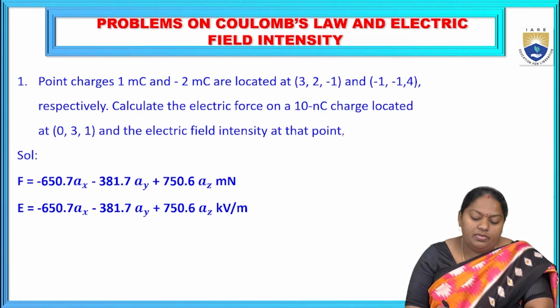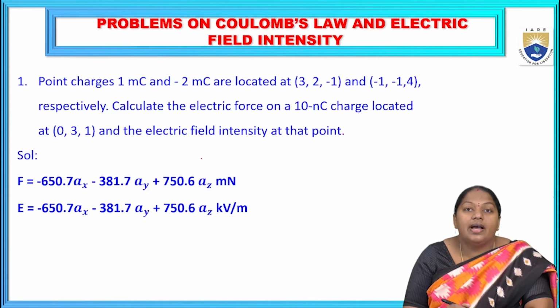Now here, the given problem is: point charges of 1 millicoulomb and minus 2 millicoulombs are located at (3, 2, minus 1) and (minus 1, minus 1, 4) respectively. Then calculate the electric force on a 10 nanocoulomb charge located at (0, 3, 1) and the electric field intensity at that point.